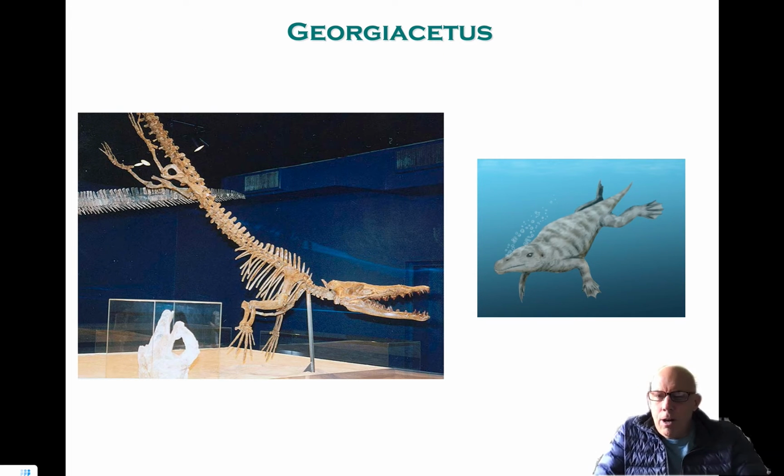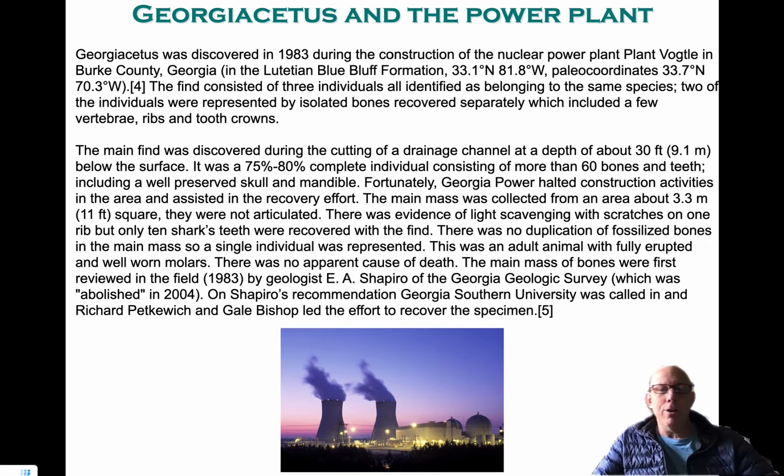So I wanted to start with Georgia Cetus, and this is an example of what Melville was talking about in Moby Dick. Why? Because this is the southern United States, and this is modern, though. So I like this. I find this fascinating.